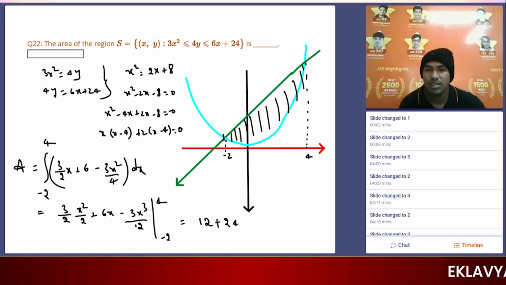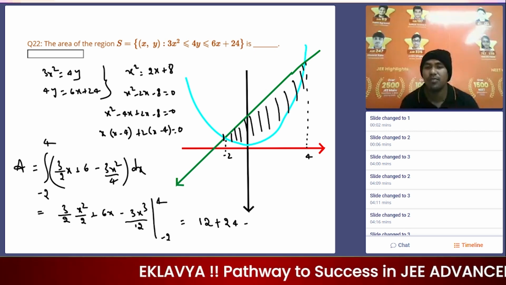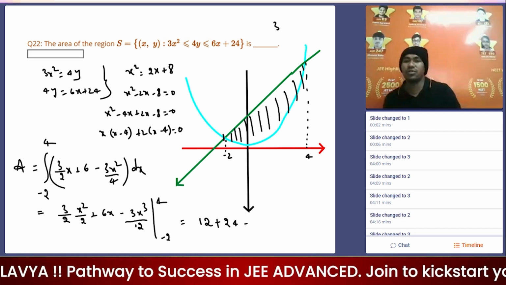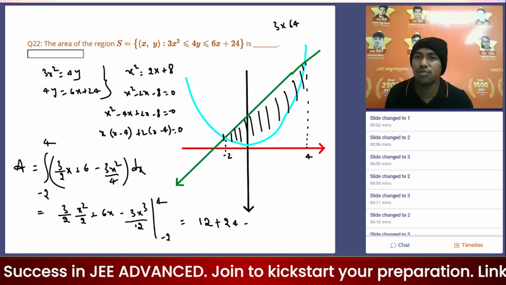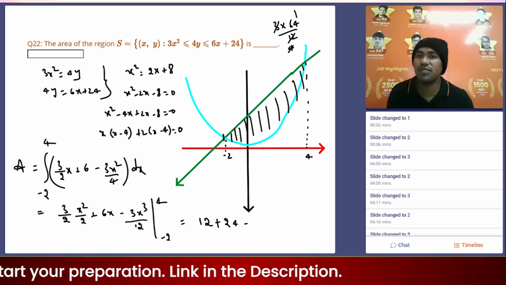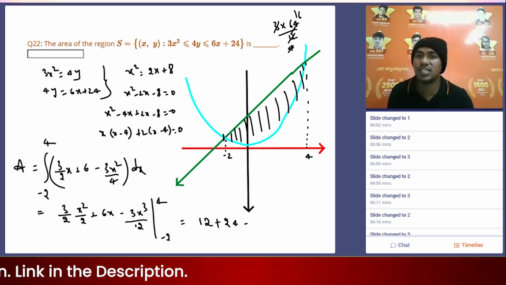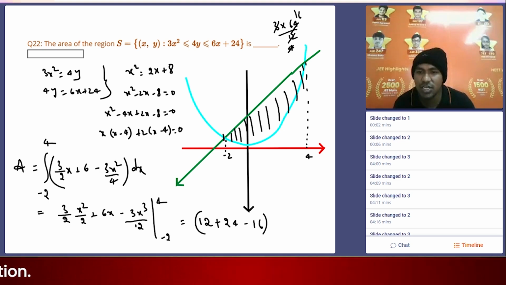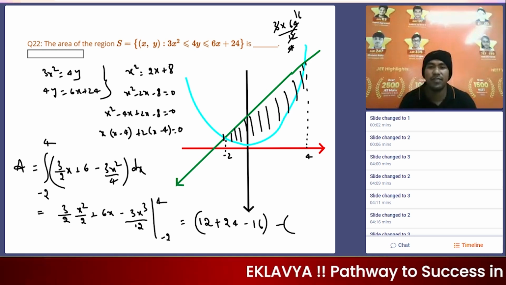And plus, 6 4 is 24. Minus, if I take 4 cube, 4 cube will be 64. So 3 into 4 cube will be 64 upon 12. Now 3 1s are 3, 3 4s are 12, 4 1s are 4, 4 16s are 16. How much will you get here? 16 you will get by substituting the upper limit, and minus the lower limit if I substitute.